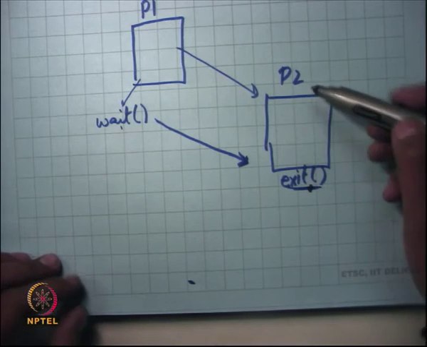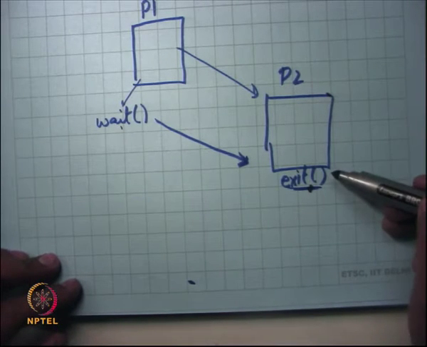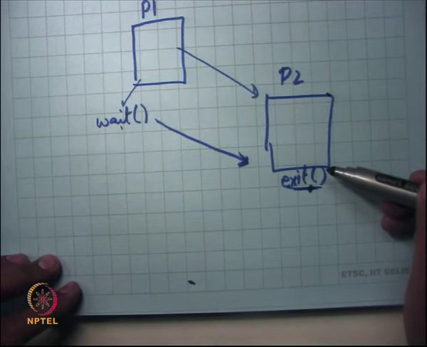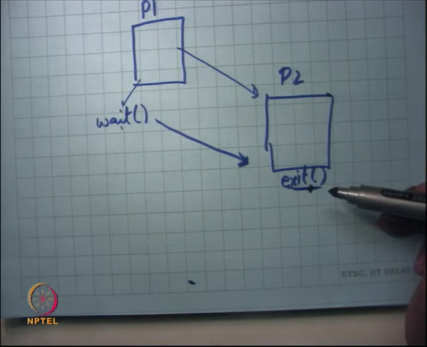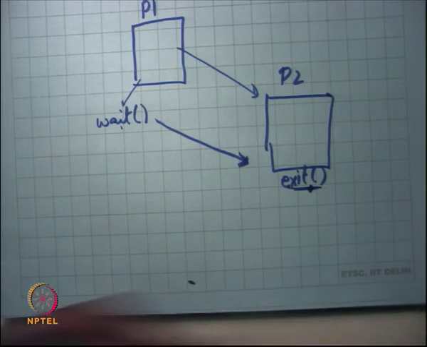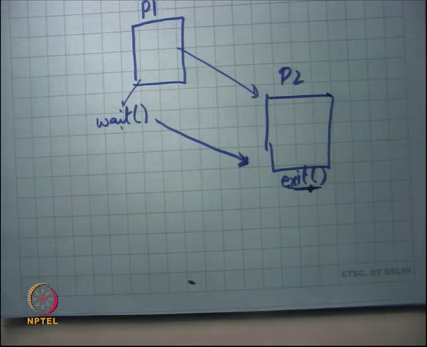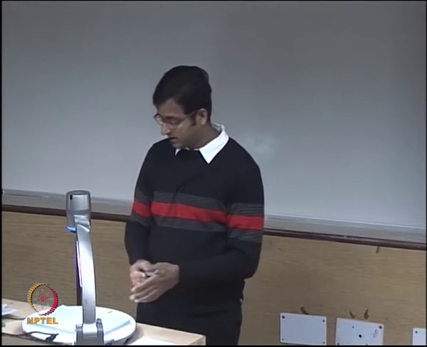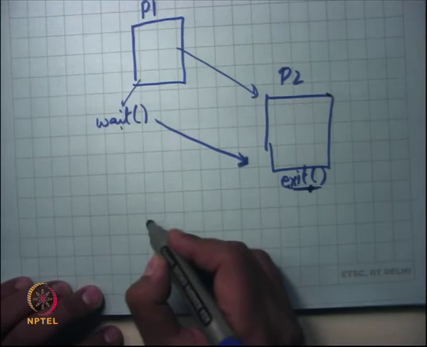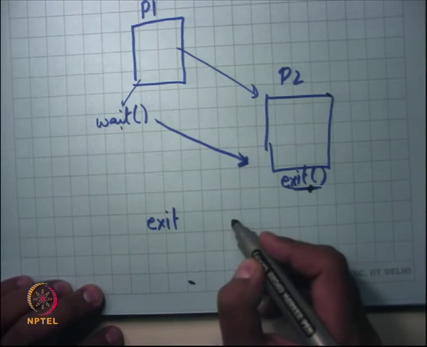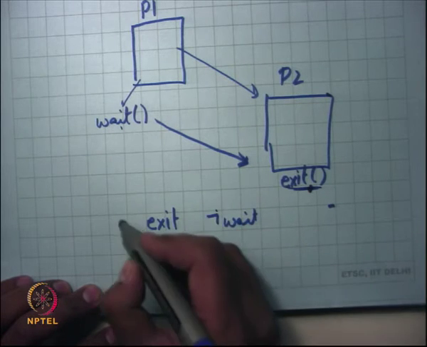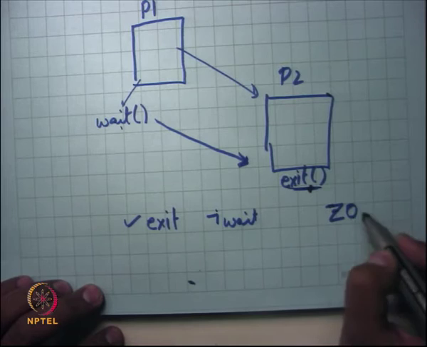So in some sense, a process is not cleaned up just after exit. A process is truly cleaned up after its parent calls wait on it. Till the parent calls wait on its child process, there is some state of that process that remains in the operating system. And a process which has called exit but whose parent has not called wait is called a zombie.